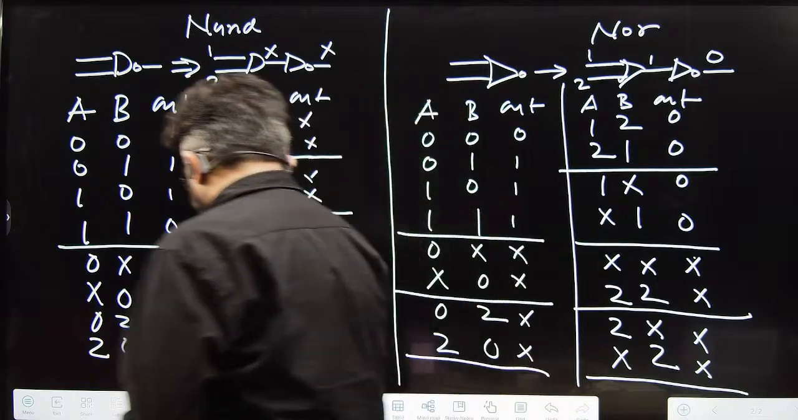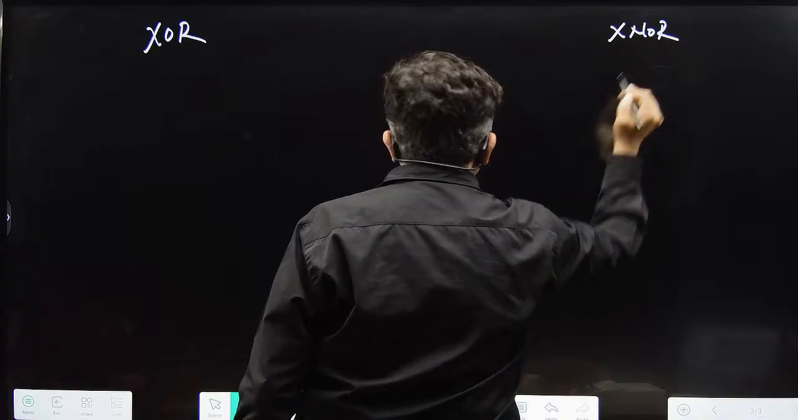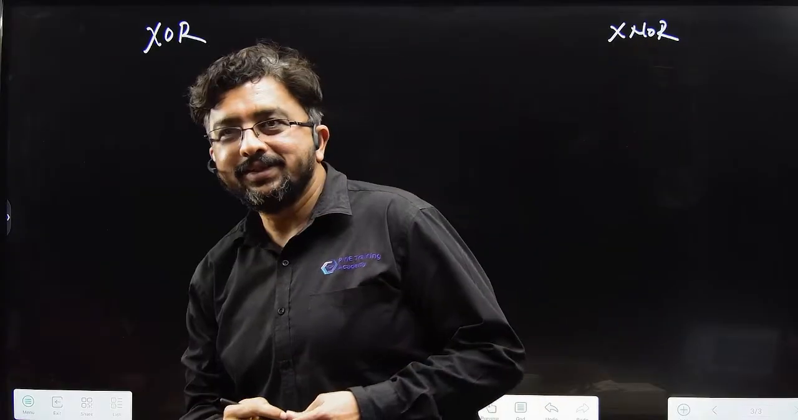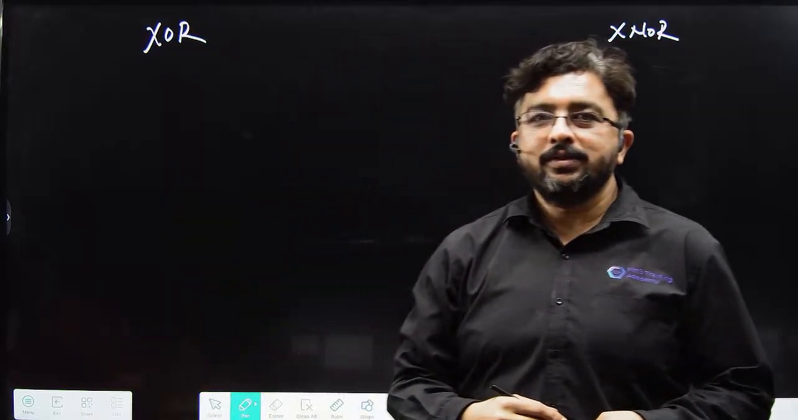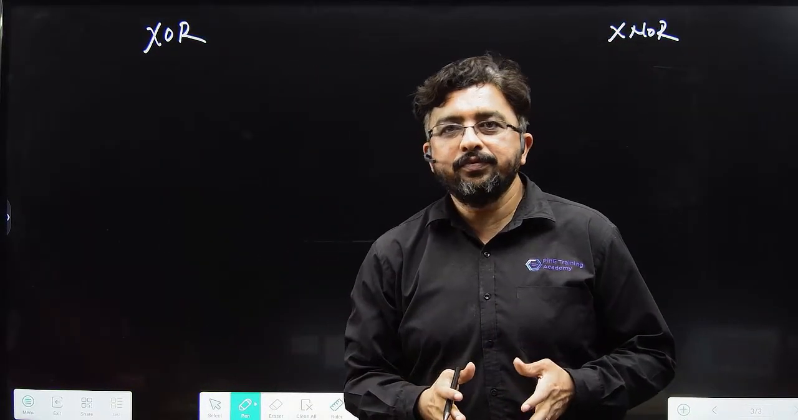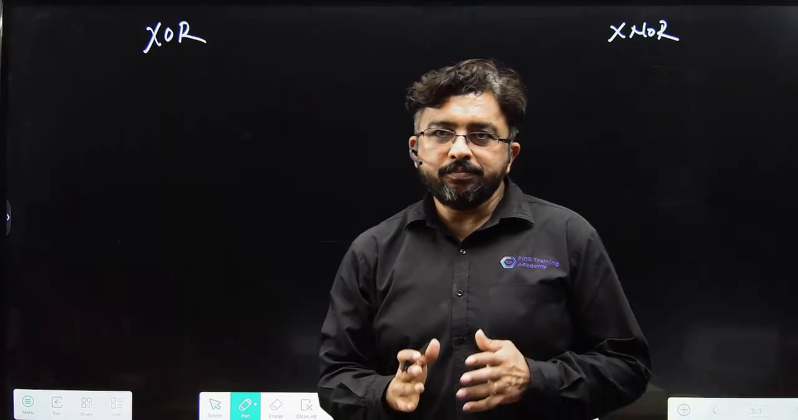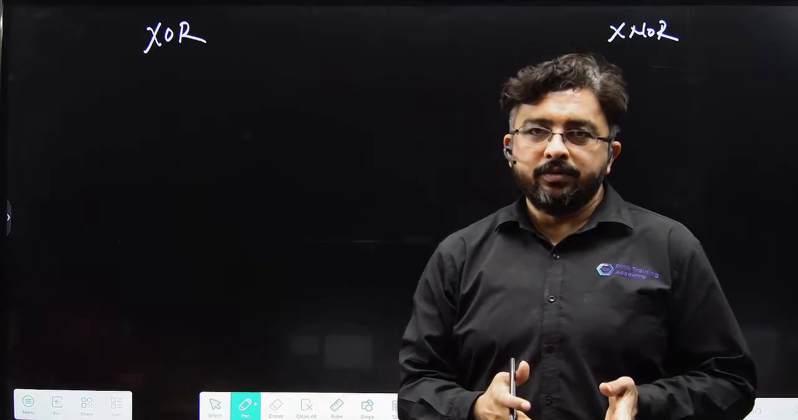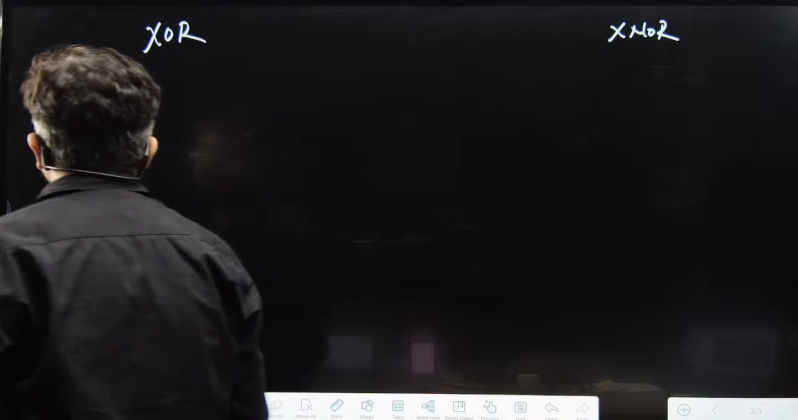Now again, what happened in case of XOR? What happened in case of XOR and XNOR? Very tricky. I am sure 100% people don't know this. What happens if X or Z is given at the input? What will happen? Okay, so let's see.